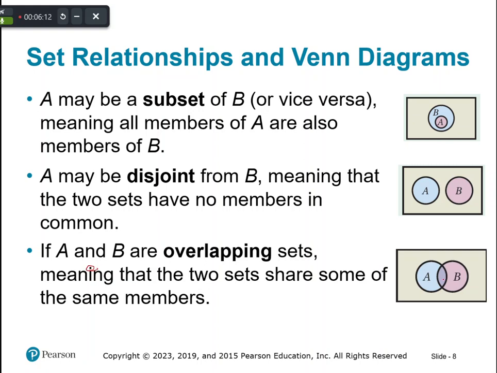Overlapping sets, all right, we're going to call this an intersection pretty soon. But that's how 2 sets could interact with each other in a Venn diagram. Either A is a subset of B, A and B are disjoint, or A and B have some overlap.